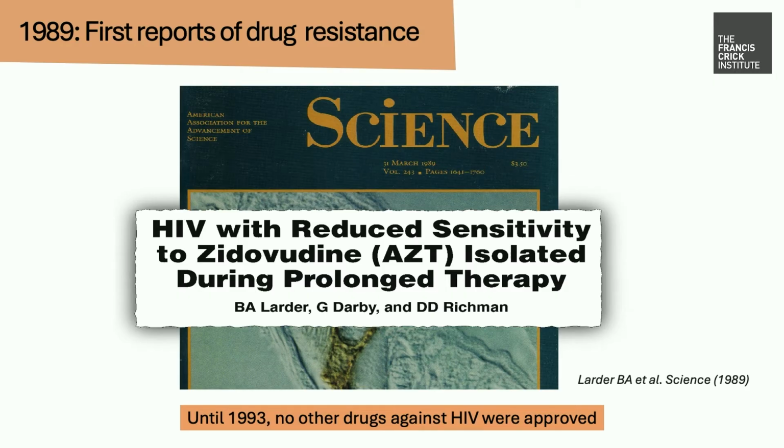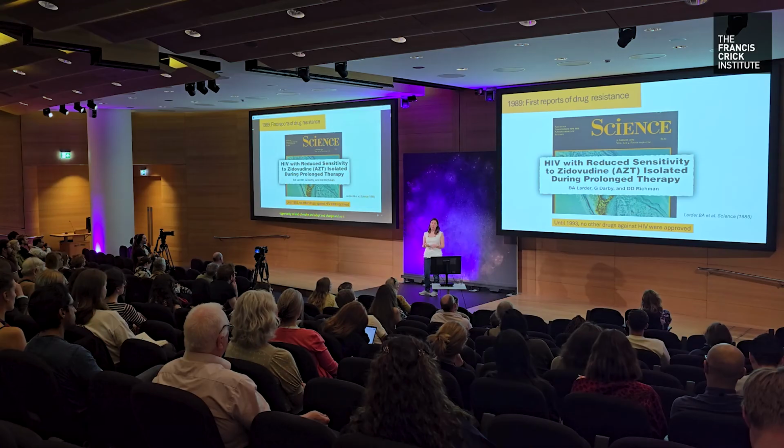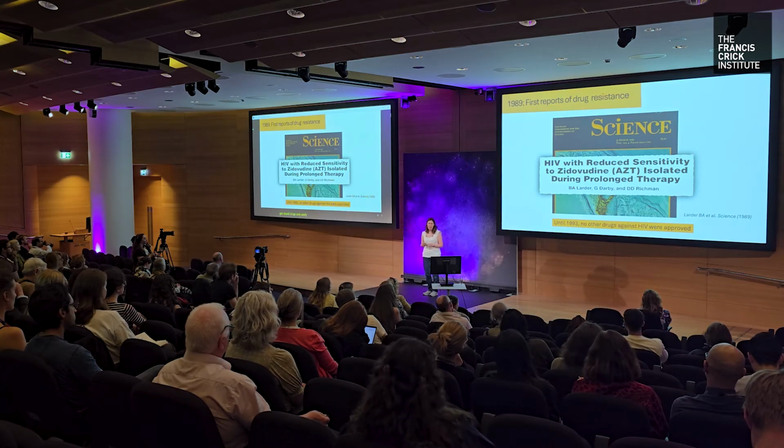And as I told you, you can make billions of virus particles every day, and this means that the virus has lots of opportunity to evolve and adapt and change, so it can get round drugs very easily. But until 1993, this was the only drug that we had against HIV. And what that meant is that people kept dying.